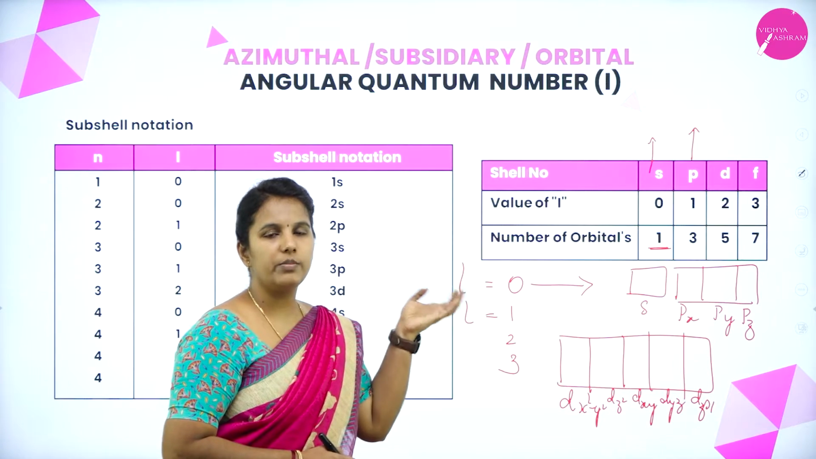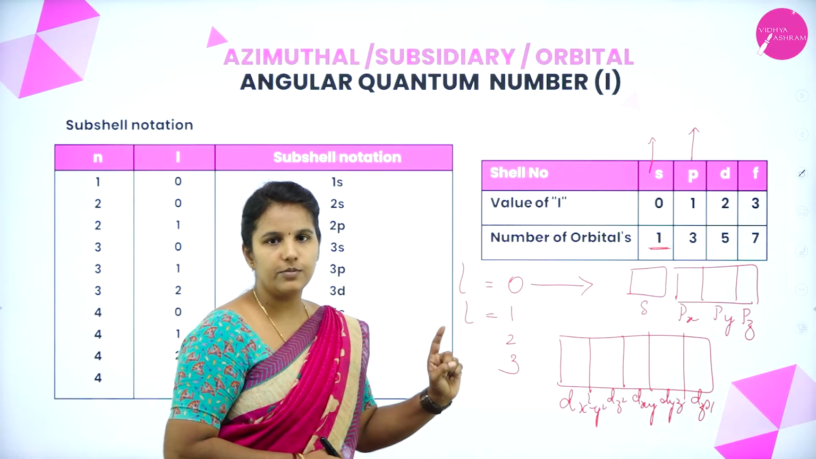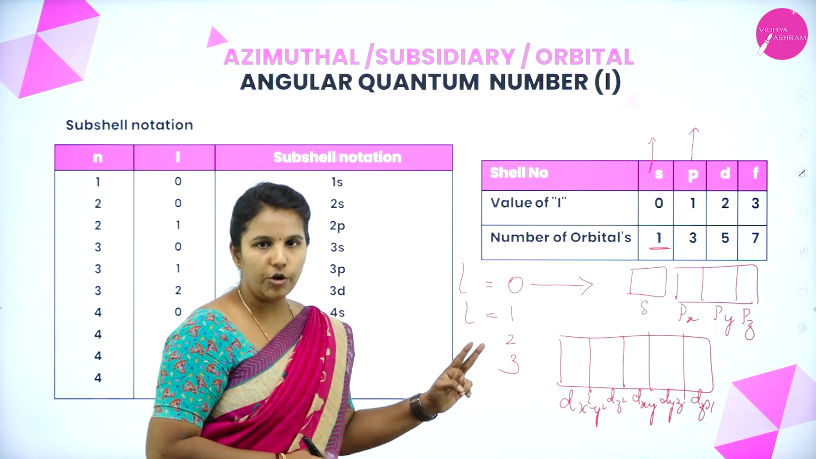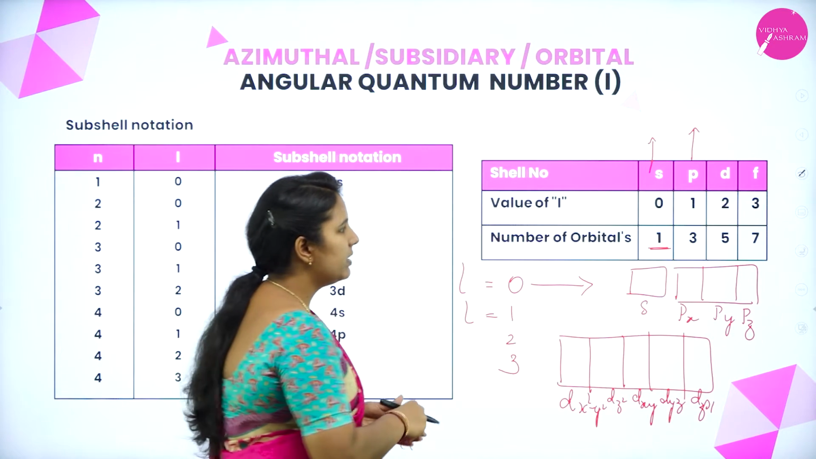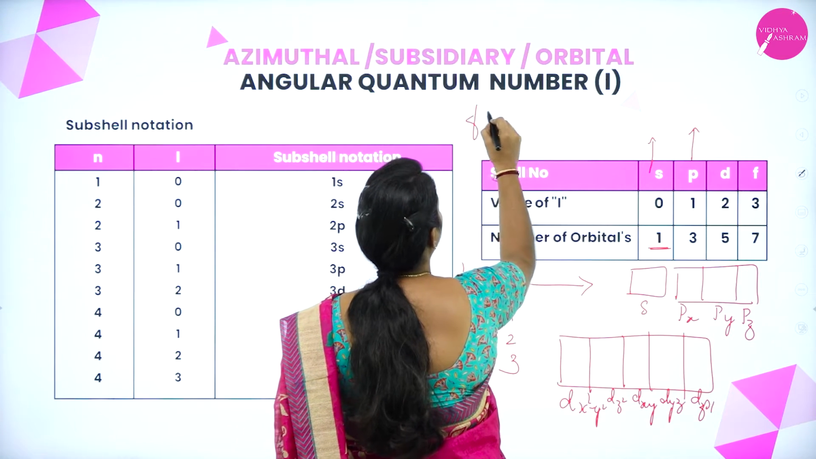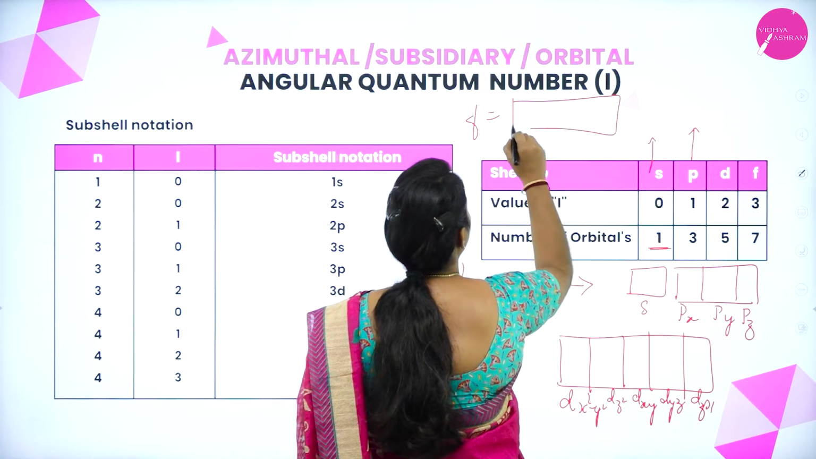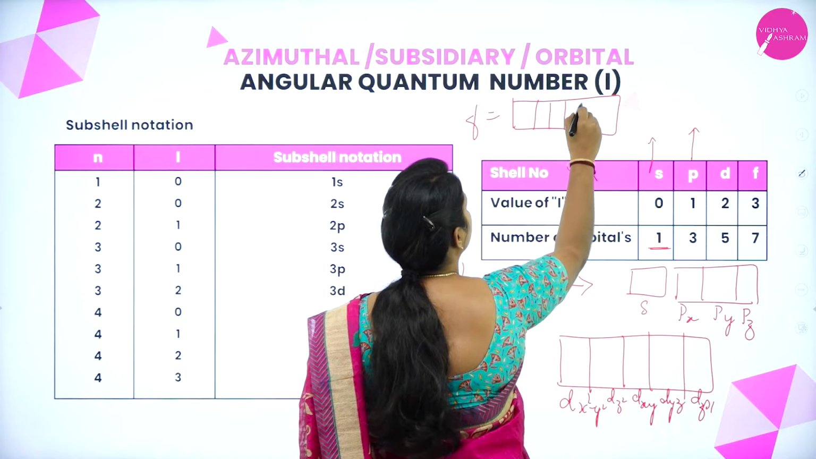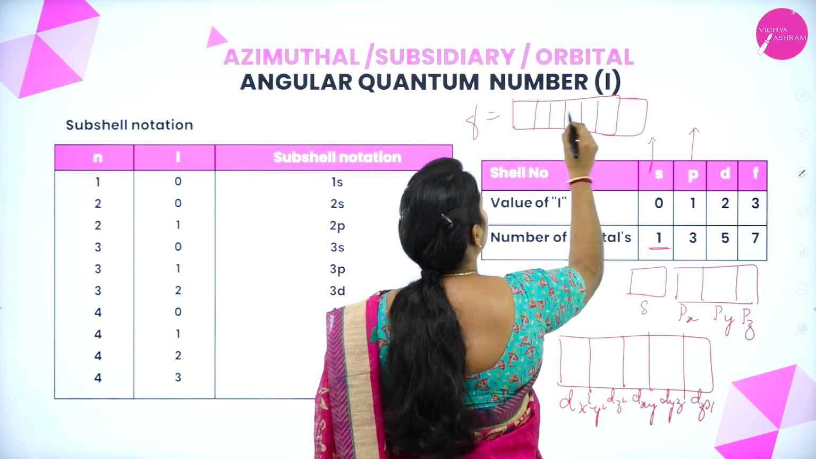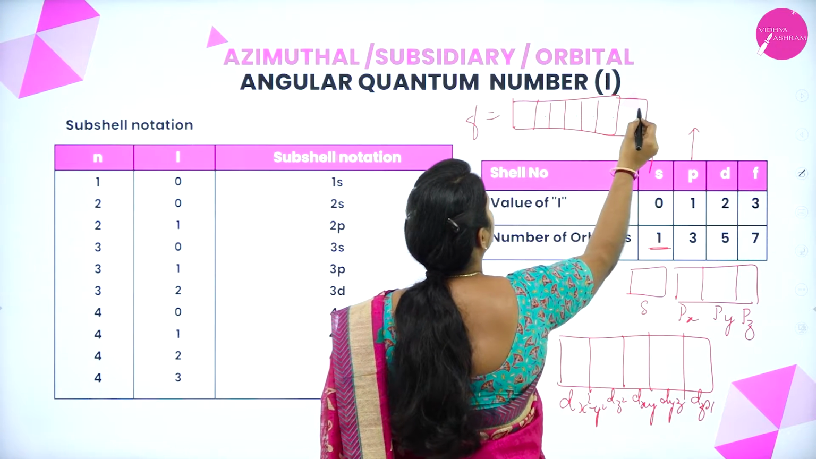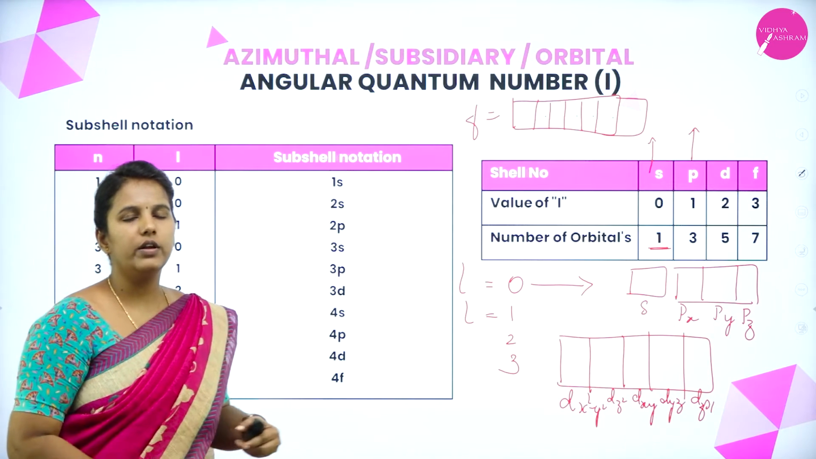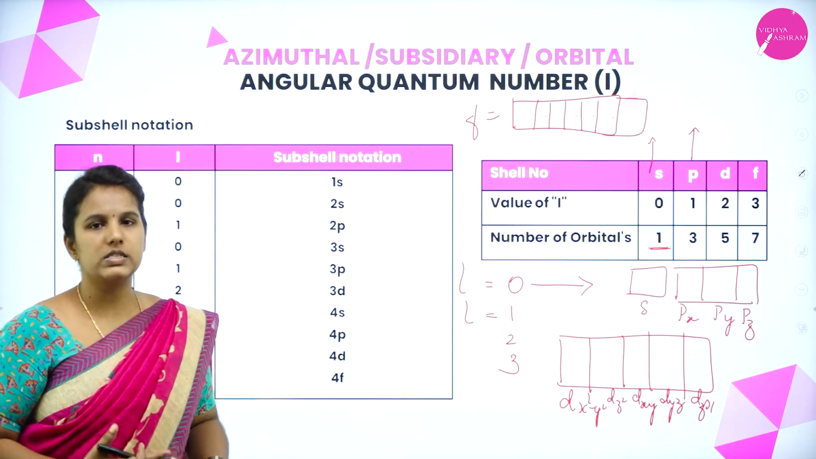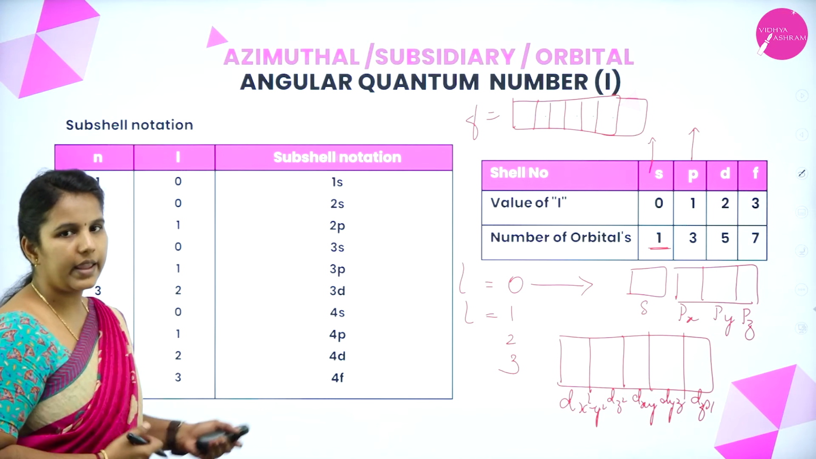Remember, for the s subshell there is only 1 orbital. For the p there are 3 orbitals. For the d there are 5 orbitals. Similarly, if you write for the f, there are 7 orbitals. This is how we can easily determine the subshell by using the L value.